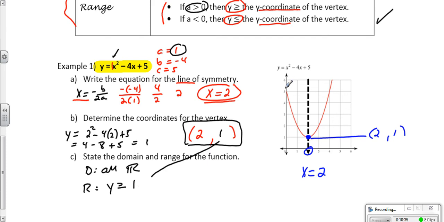So in other words, your parabola is going upward. The smallest that y could be is 1. So y's in this parabola will always be greater than or equal to 1.